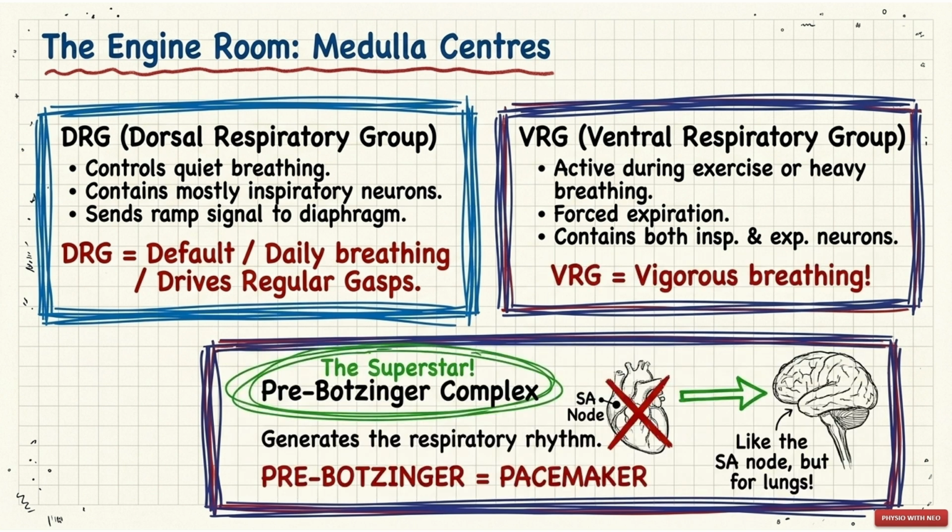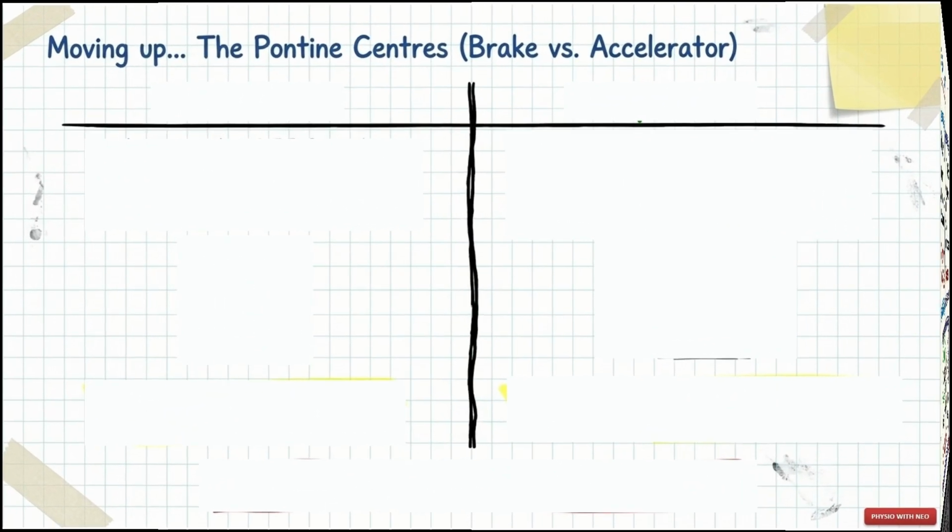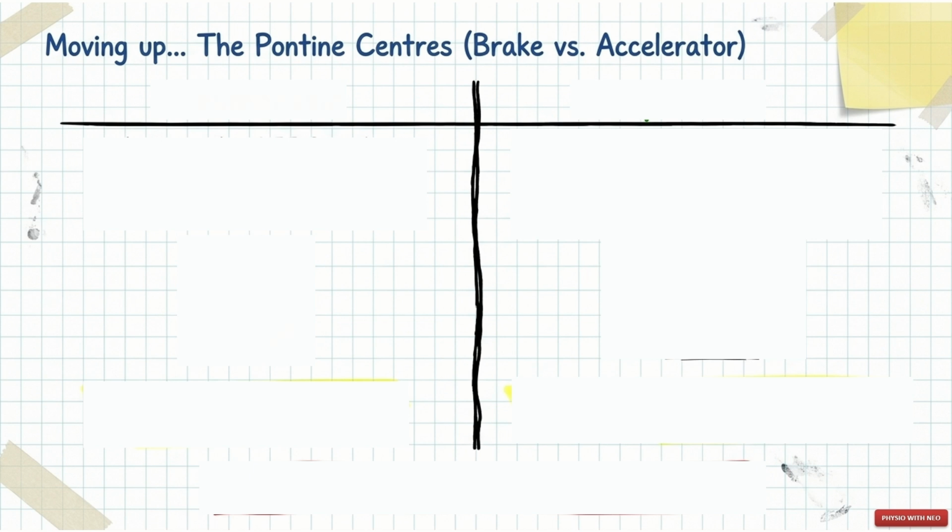Now we have the main pacemaker, that is the pre-Bötzinger complex. It generates the respiratory rhythm. Like the SA node for the heart, this pre-Bötzinger complex is for the lungs. Moving up, the Pontine center acts like a brake and accelerator.